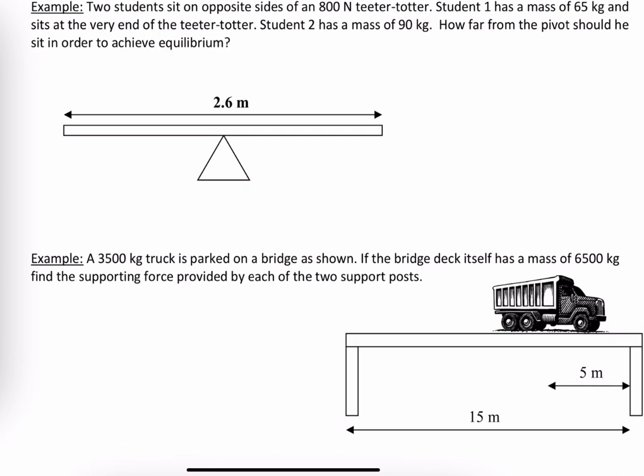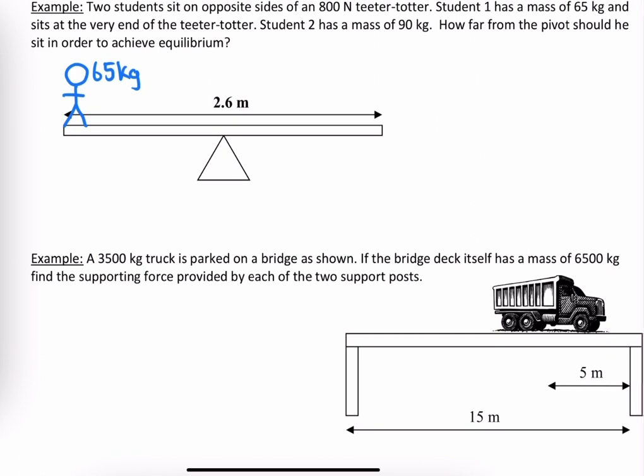Two students sit on opposite sides of an 800 Newton teeter-totter. Student 1 has a mass of 65 kilograms and sits at the very end of the teeter-totter. So let's add this to our diagram over here. Student 2 has a mass of 90 kilograms. How far from the pivot should he sit in order to achieve equilibrium?